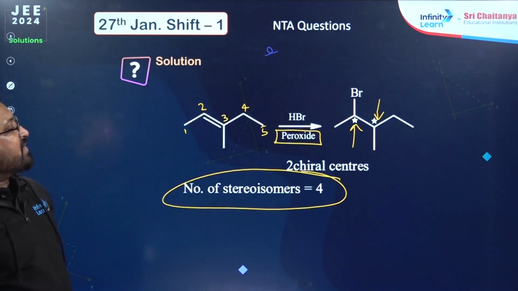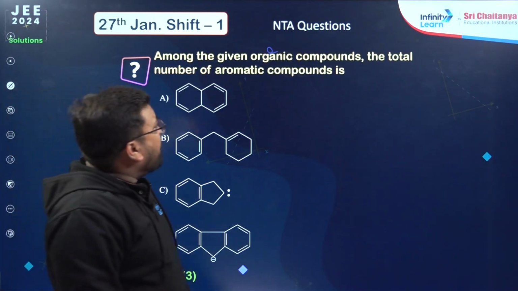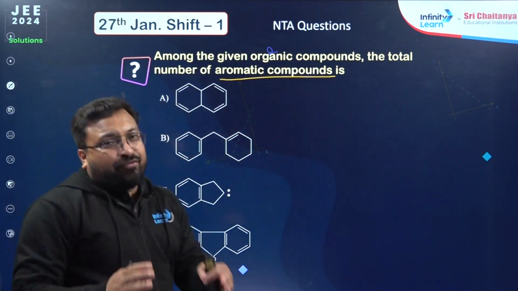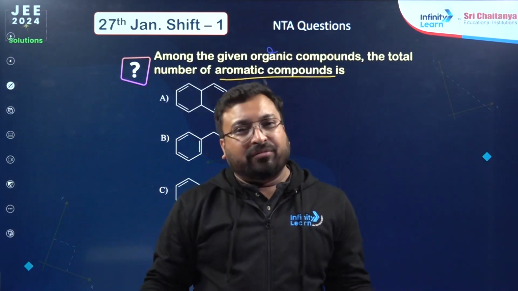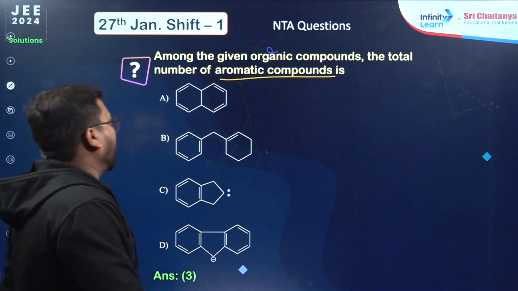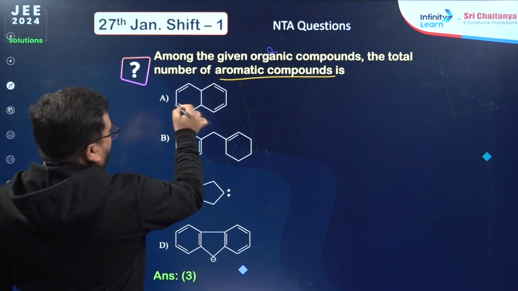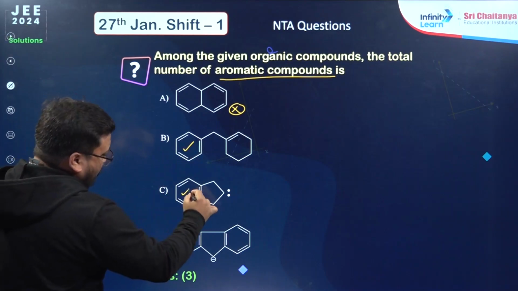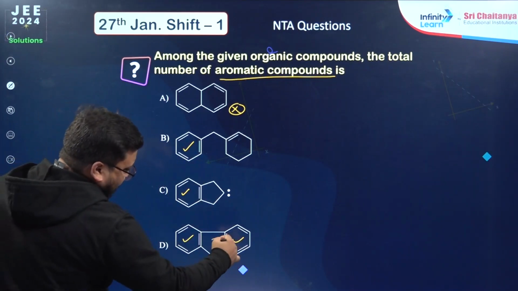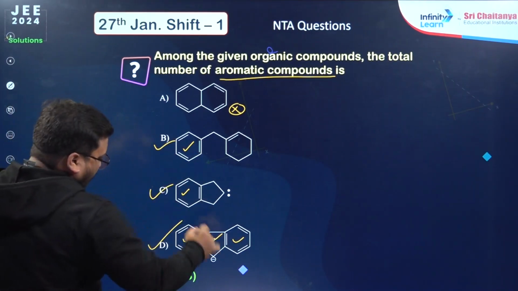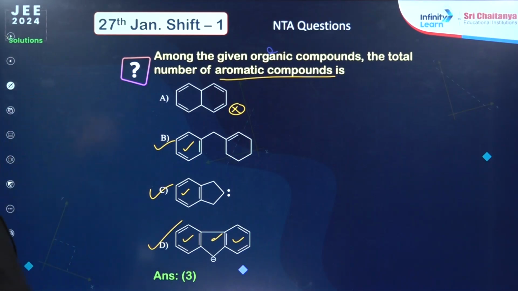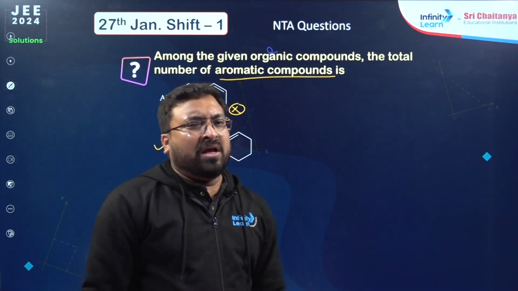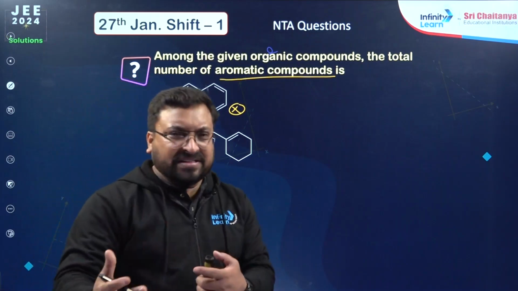Okay, so come to the next question. Among the given organic compounds, the total number of aromatic compounds. If one ring is aromatic, the molecule will be aromatic. So try to find. Okay, there is not a chance. This is cool. Okay, this is also good. This and this all are aromatic. So B, C, D all are correct. So 3 will be the right answer. No need of much more explanation. I think if you have any doubt, please go through the basics.